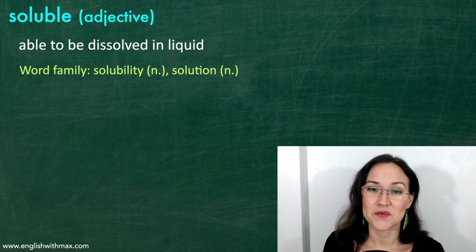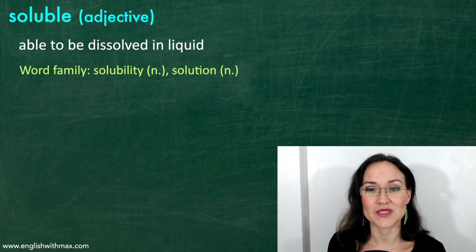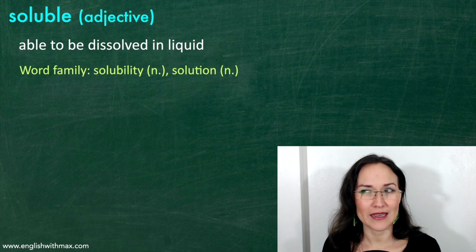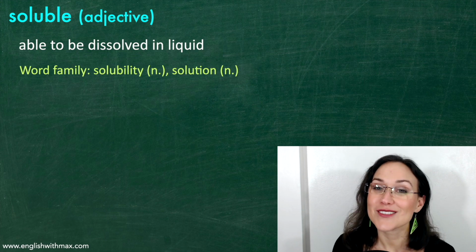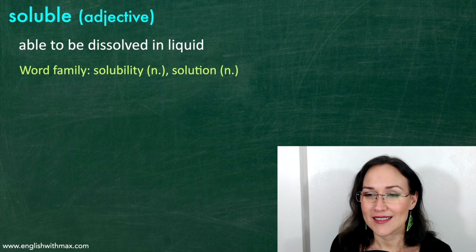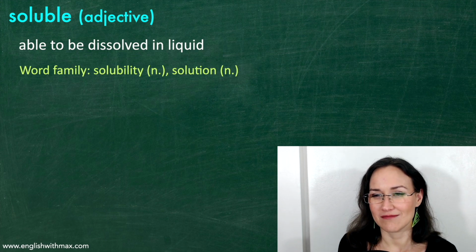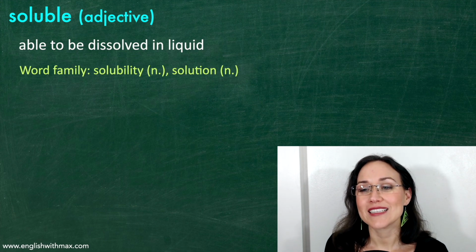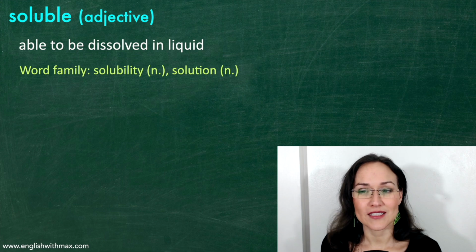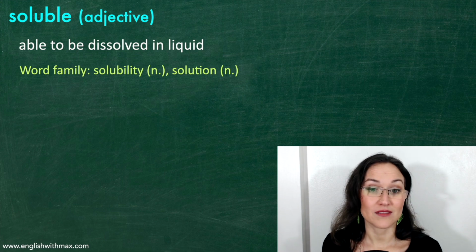Let's see the word family. We have the noun solubility, which is the quality of being able to be dissolved. And we also have the noun solution. This has a couple of meanings. It can mean the answer to a problem. I'm sure you know that meaning. But it can also mean a liquid in which a substance has been dissolved.